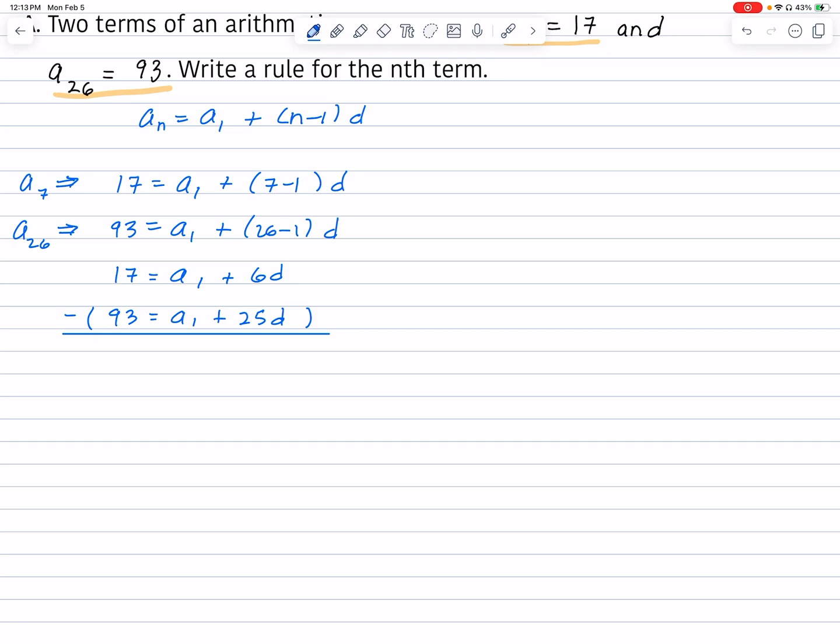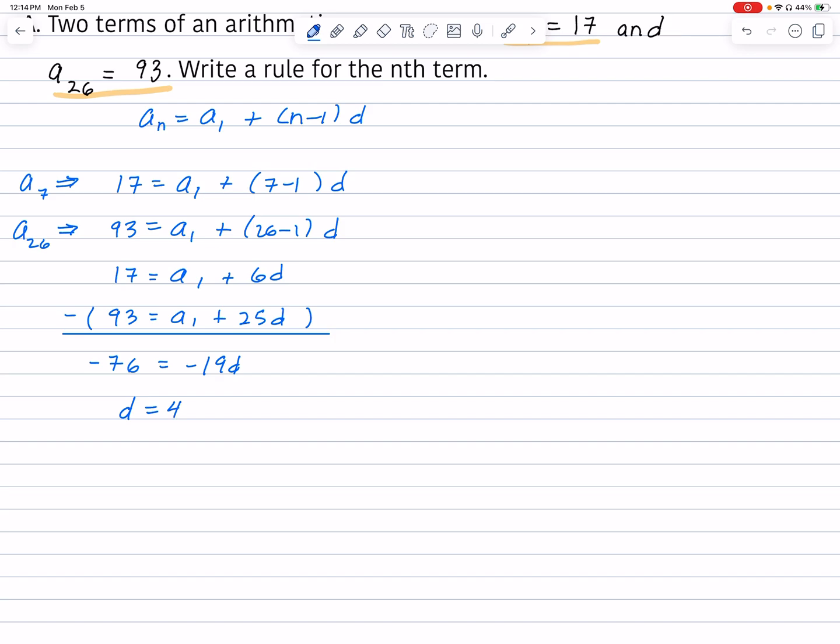So I'm going to get negative 76. Notice a_1 minus a_1 is 0, so the a_1's cancel out. And then 6 minus 25 is negative 19, so negative 19d. Dividing both sides by negative 19, I get d is equal to 4.